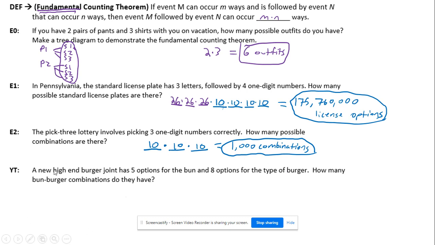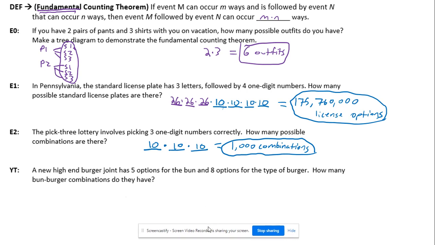Okay, your turn problem is this. A high-end burger joint has 5 options for the bun and 8 options for the type of burger. How many bun burger combinations do you have? Maybe for the bun, you've got sesame seed, plain, Kaiser roll, sourdough, I don't know. 8 options for the type of burger. Maybe it's a cheeseburger, bacon burger, who knows? 8 options there. How many bun burger combinations do they have? Type your answer in the box.